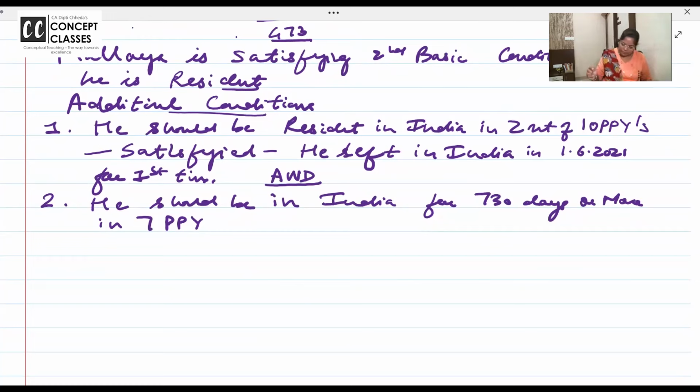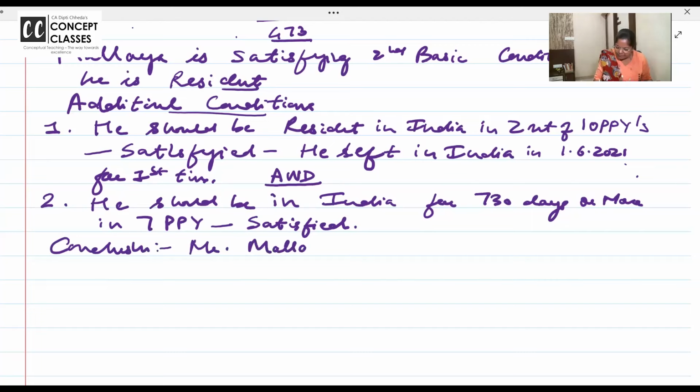Yes, ma'am. So now either you can write and do the total, or since he left India in June 21, you can write here satisfied. Yeah, satisfied, because in the last 7 years he was in India only. Take even 2 years, 365 into 2, so 730 days is over. So he was very well in India. Either you can write all the 7 years, counting and all, or you can write, yes, 730 days is satisfied.